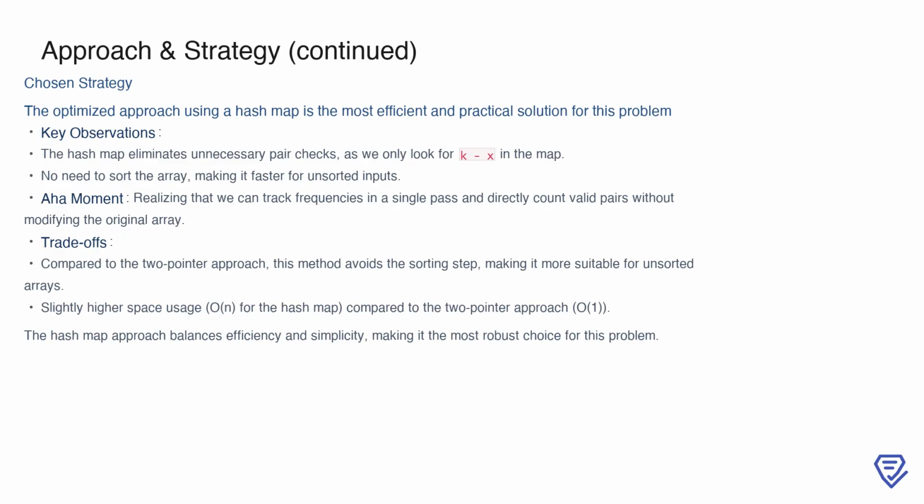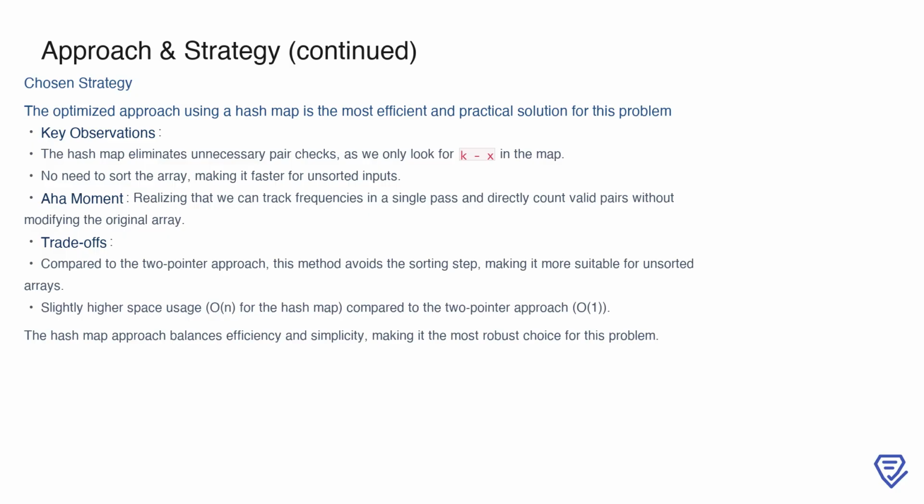The key observation here is that we can count valid pairs without modifying the original array, which simplifies the implementation and improves runtime. The aha moment comes from realizing that we don't need to iterate over all combinations or sort the array. Instead, we leverage the hash map to solve the problem in linear time.